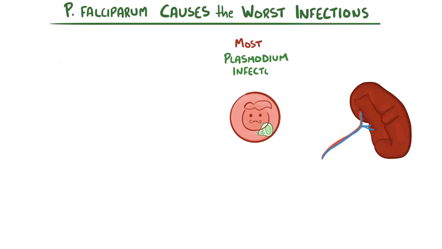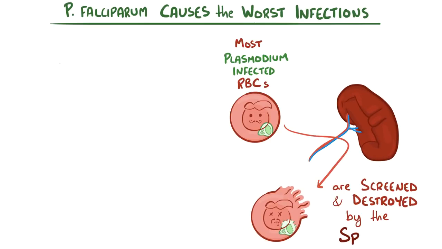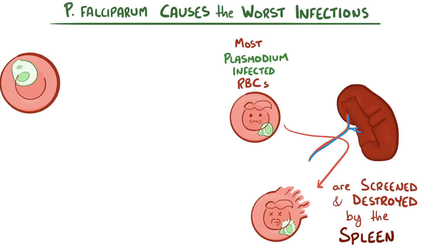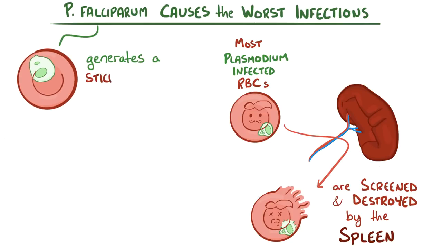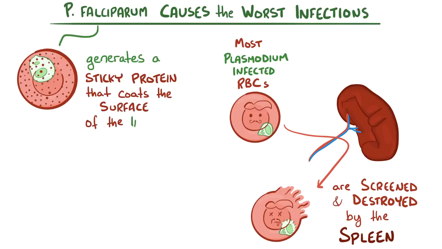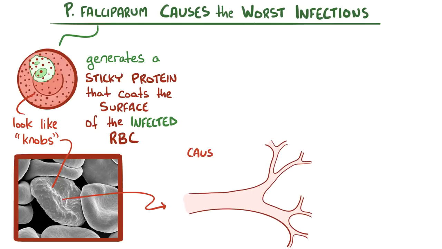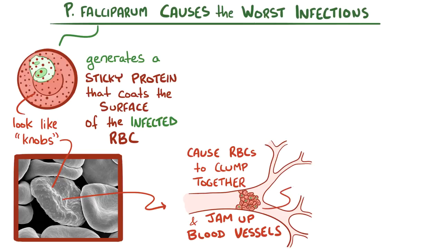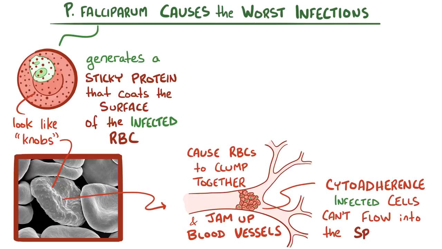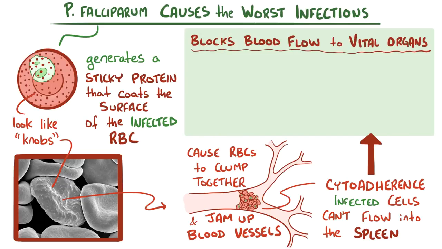Most Plasmodium infected red blood cells get screened and destroyed by the spleen. Plasmodium falciparum, though, avoids this fate by generating a sticky protein that coats the surface of the infected red blood cells, and these look like knobs or little bumps. This protein causes the red blood cells to clump together and jam up tiny blood vessels, a process known as cytoadherence. This literally blocks the flow of blood so that infected cells aren't able to flow into the spleen, and it also blocks blood flow from reaching other vital organs, which can wreak havoc on them.